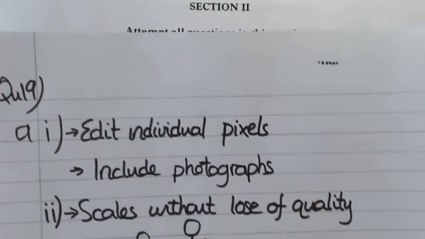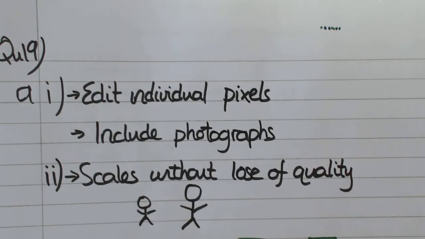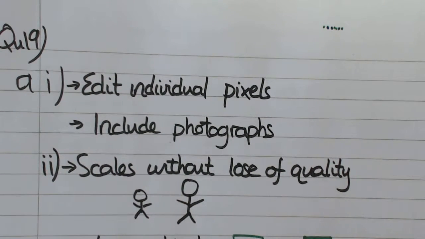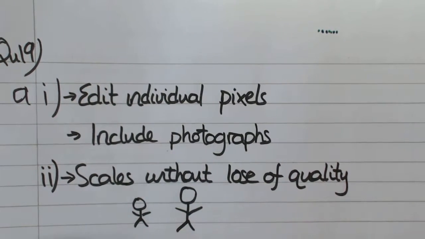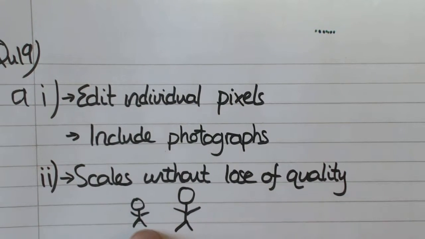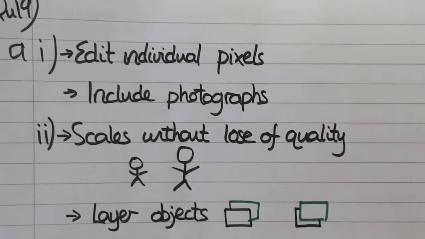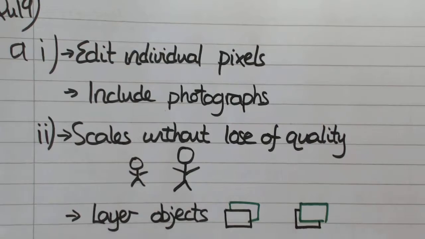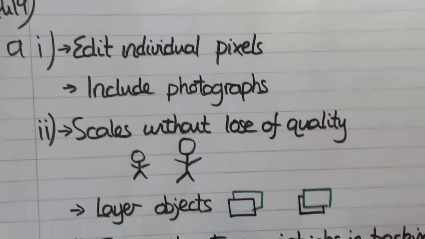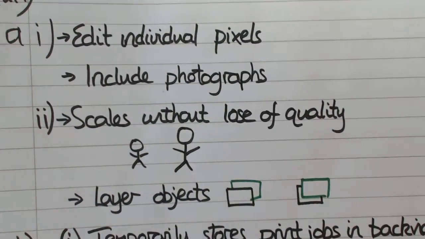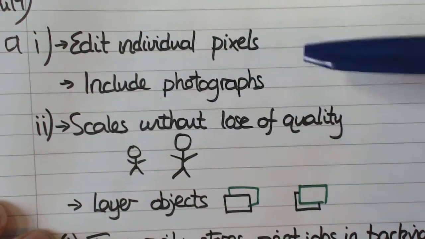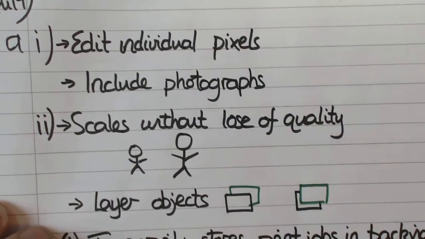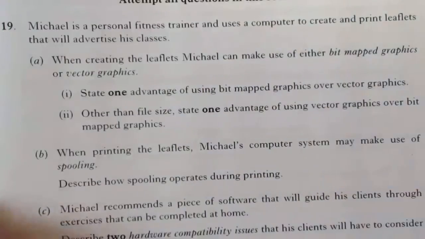So hopefully you remember that with vector, because obviously with this poster you might want to increase the size of it to take the side of a bus or a big billboard poster. So you can scale without losing quality, and you can also layer the objects. So if you've got a couple of images or objects, you can send one to the back, so you can change the layering of the objects. Okay, so that's why you'd go for bitmap, and that's why you'd go for vector.